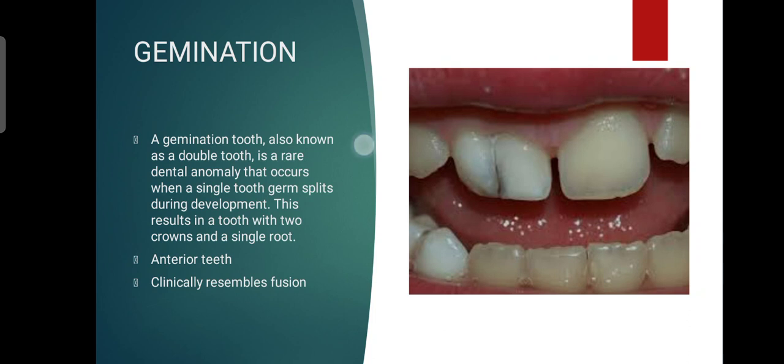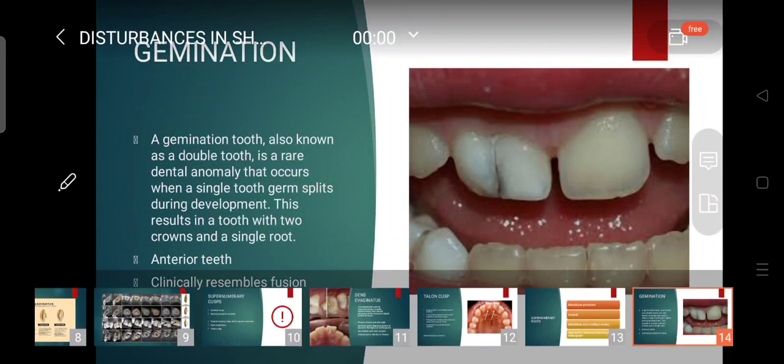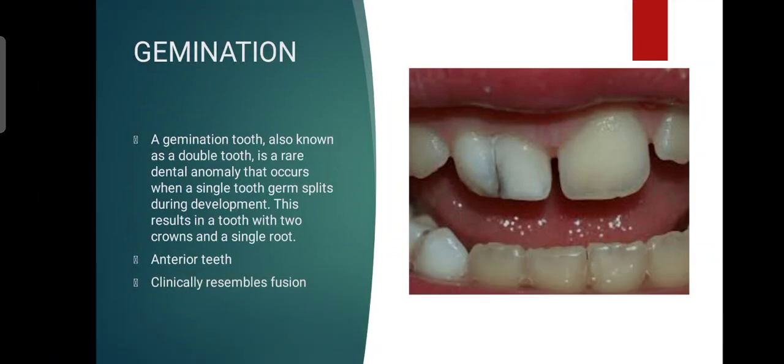Although fusion and gemination both result from two different developmental processes. Gemination is characterized by the partial division or twinning of a single tooth germ, resulting in a tooth that exhibits two separate or partly separated crowns but a single root and root canal. Whereas fusion is different. It basically results from the union of two adjacent tooth germs. Gemination can affect deciduous and permanent dentition.